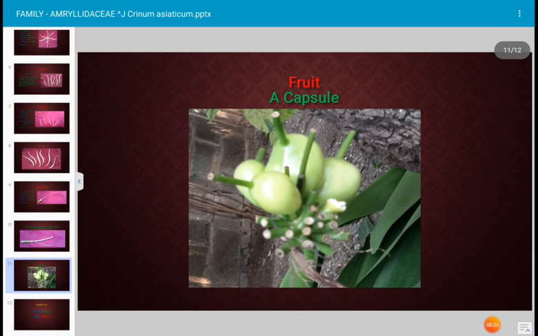Next. This is the fruit of Crinum asiaticum, and this fruit is a capsule. It is a capsule type of fruit. What is a capsule? Capsule type of fruit means it is a dry fruit which splits open into several definite sections. It develops from a bi- or multicarpellary ovary with superior or inferior ovary. Okay. At maturity, the fruit opens by valves, and in the photograph this capsule is still young, and this is a capsule type of fruit of Crinum asiaticum.